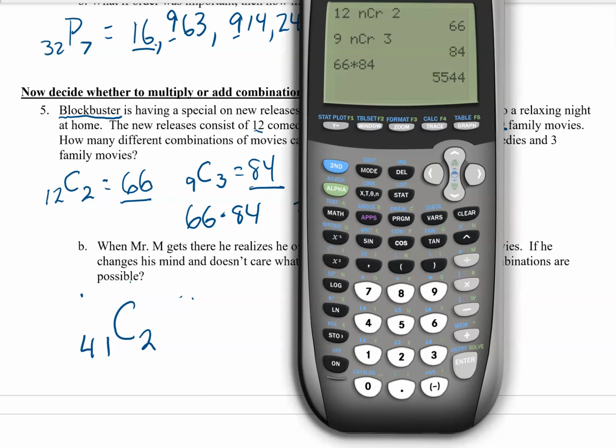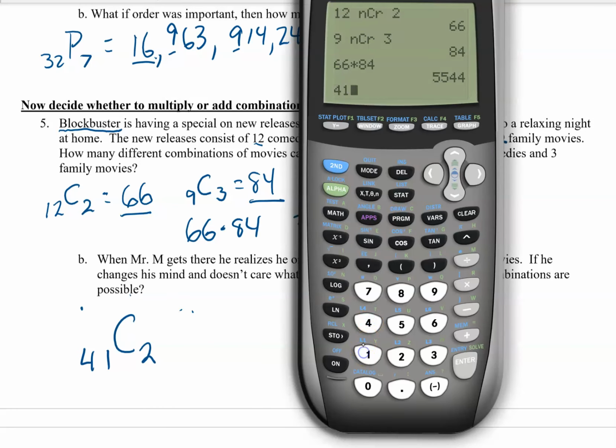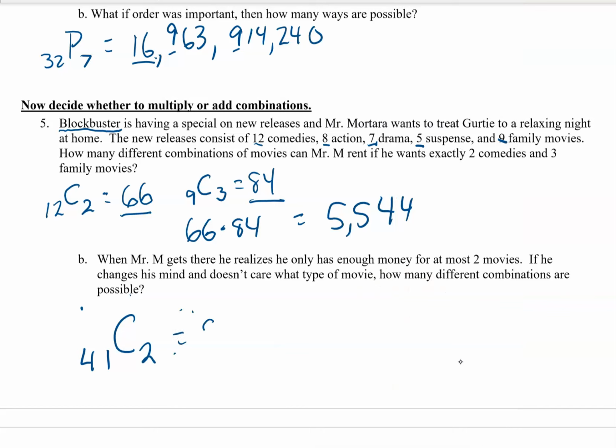So, 41, math. Order doesn't matter. nCr, 2 of them. 820 options.